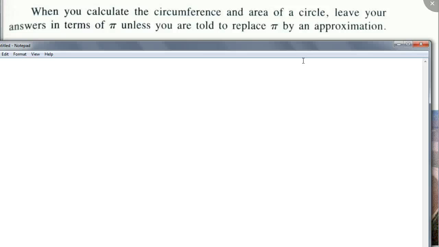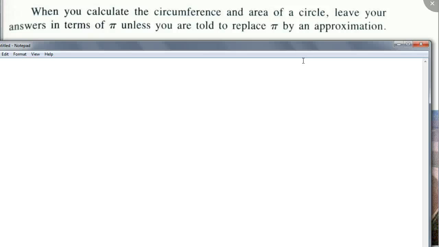When you calculate the circumference and area of a circle, leave your answers in terms of pi unless you are told to replace pi by the approximation. Good. So unless I say give me an approximation, you want to give me the exact answer. Is that okay? You're going to leave it in terms of pi. What if I ask for the approximation? Are you just going to give me the approximation, or the exact answer also? Yeah, I want both. I want the exact answer, then give me the approximation. Okay?